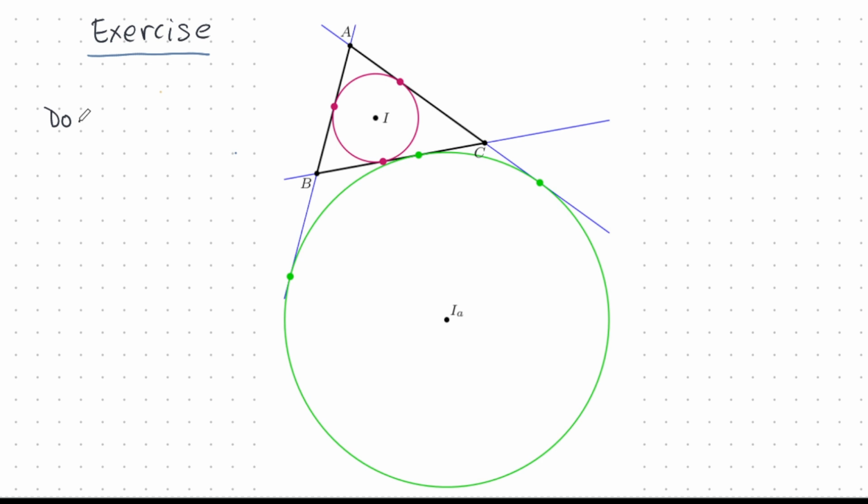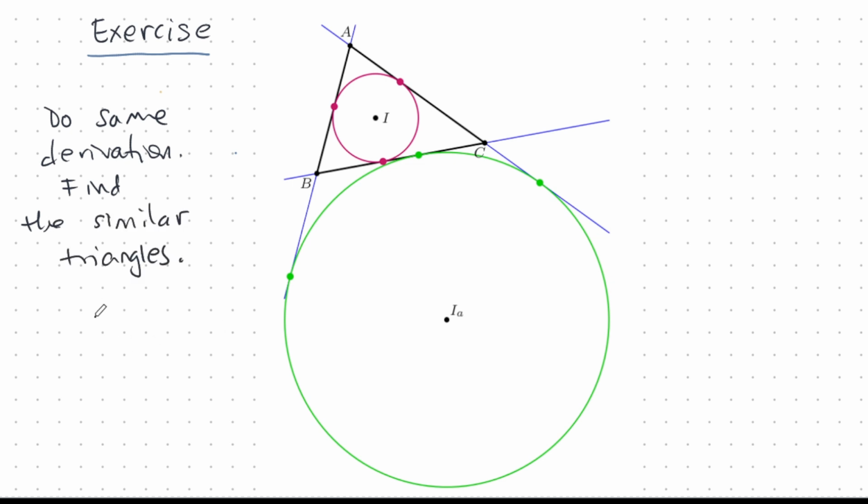So do the same derivation. You find the triangle, find the pairs of similar triangles and then prove Heron's theorem, prove Heron's formula, if you'd rather say formula. And this is a great exercise because you have to think like it's the same thing, but it's not the same. It's a different orientation. This is really good practice for you. And there may be more than one way to do this. There could be some other sets of triangles that we didn't examine.